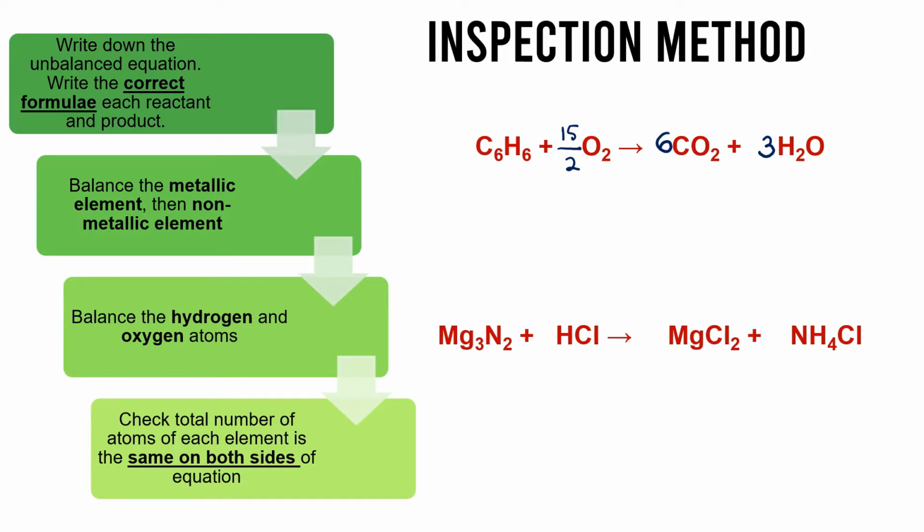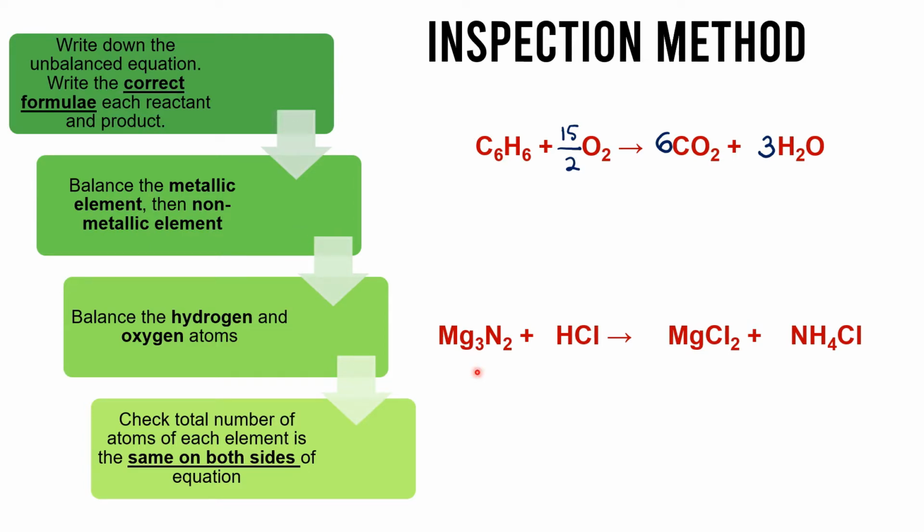Okay, let's try another example. Alright, so we have this unbalanced equation. Let's follow the steps one by one, like what we did in the previous example. So the first one, okay, skip the second one. Balance the metallic element and then the non-metallic element.